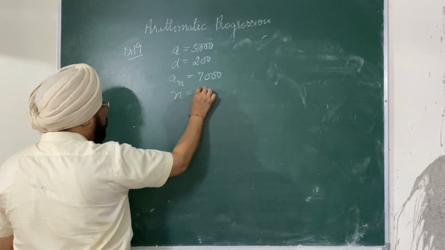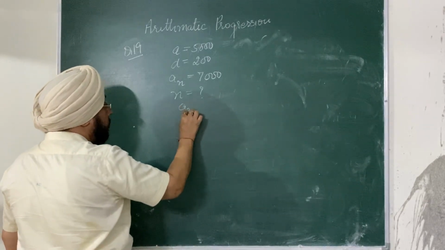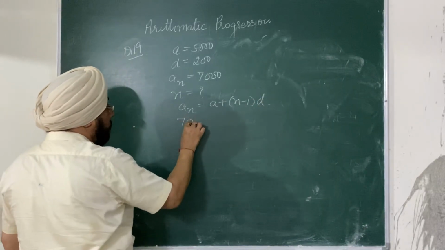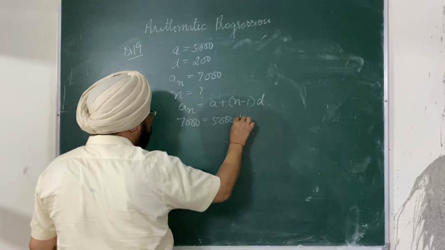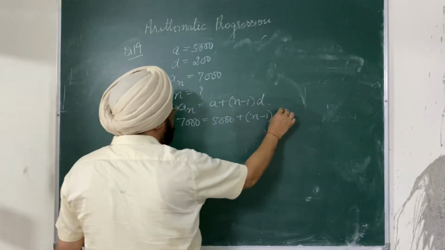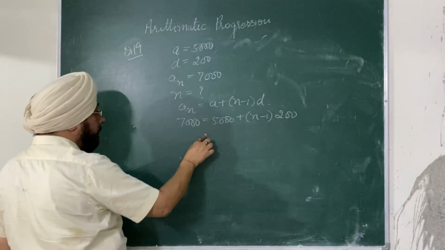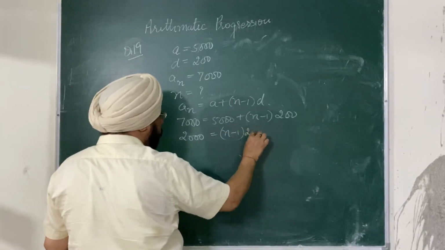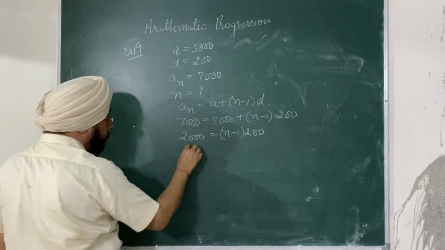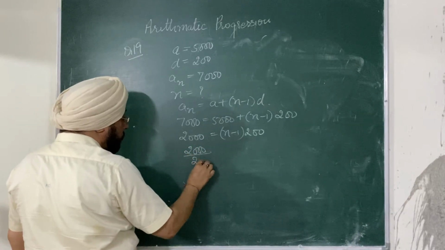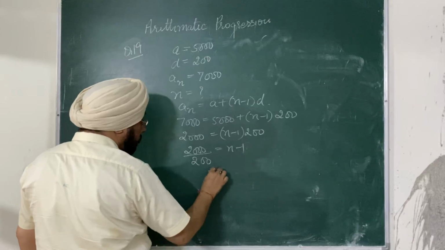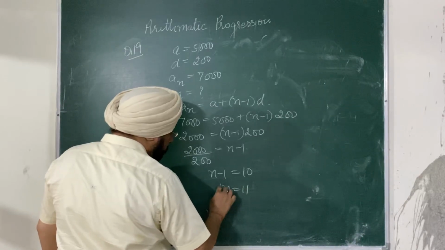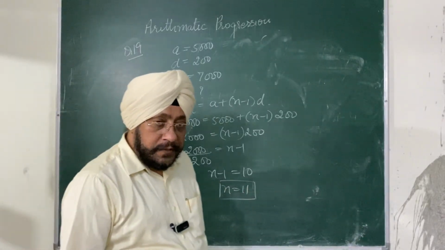So we have to find n. an equals a plus n minus 1 into d. So this is 7,000, this is 5,000, and d is given as 200. Bring this 5,000 to this side, we get 2,000 equals n minus 1 into 200. Bring this 200 to this side. We get 2000 divided by 200 equals n minus 1, or n minus 1 equals 10. Bring this minus 1 here. So n equals 11.